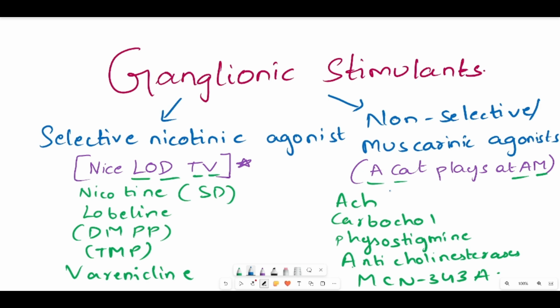And if you can't remember with this trick, there is another alternative. Just remember CAMP, where C means carbachol, A means acetylcholine, the other A means anticholinesterase, M means it is MCN 343A. Then we have P, which is physostigmine. Either remember this or this, anything is fine.